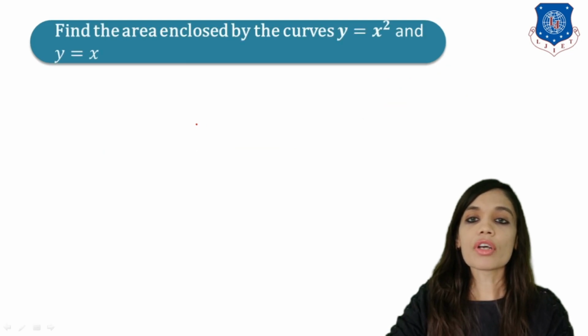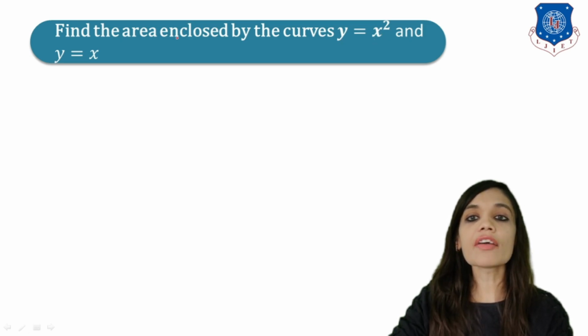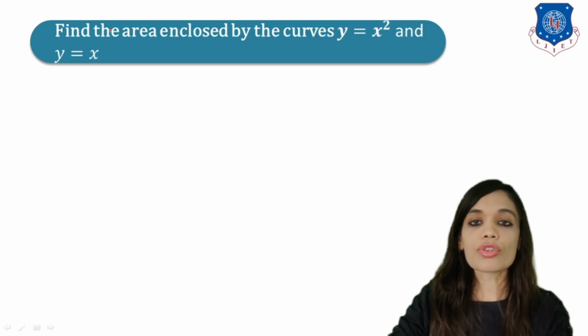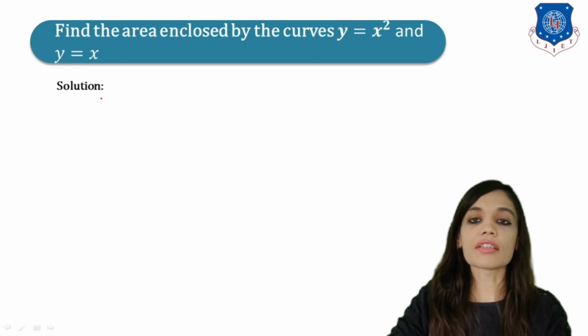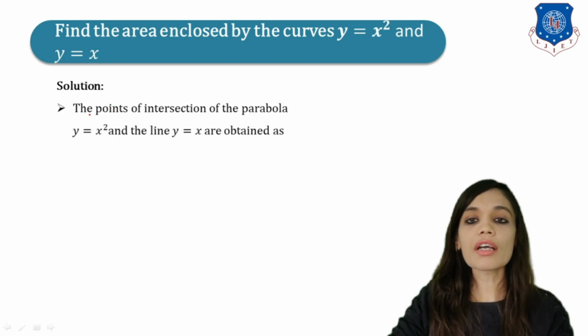Okay. So now let us find the area enclosed by the curves y equals x squared and y equals x. So here we have to find the area bounded by the parabola and the line y equals x. Okay. So let us start the solution. So firstly we will find the point of intersection of the parabola y equals x squared and the line y equals x.